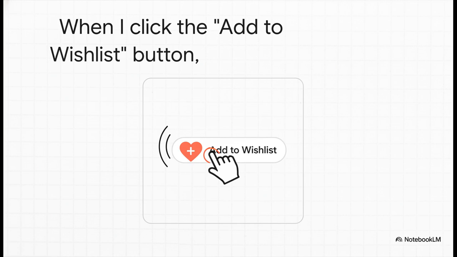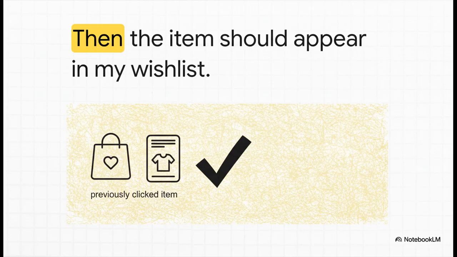Okay, next up is when. This is the action. It's the specific thing the user does that triggers, well, everything else. So following our scenario, when I click the Add to Wishlist button, simple, direct, it's the action we're testing. And we finish it off with then. This is the payoff. It's the expected result, the thing we can actually see and test to prove it worked. So then the item should appear in my wish list. And boom, given, when, then. It's simple, it's clear, and most importantly, it's 100% testable.